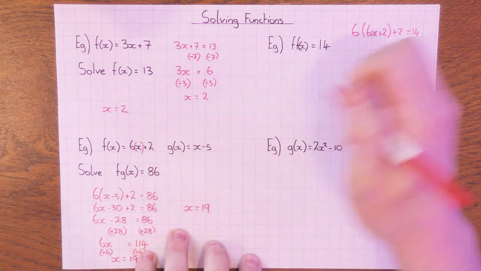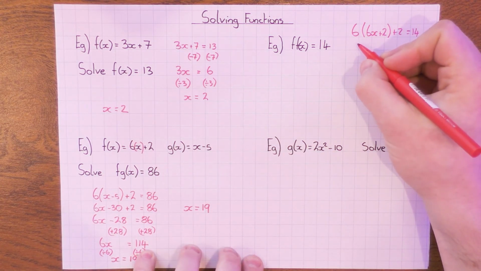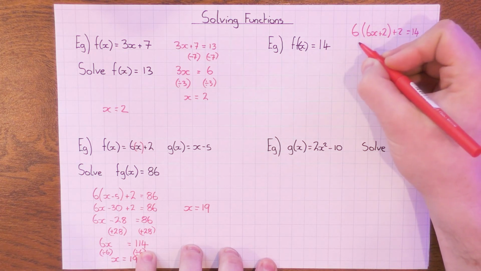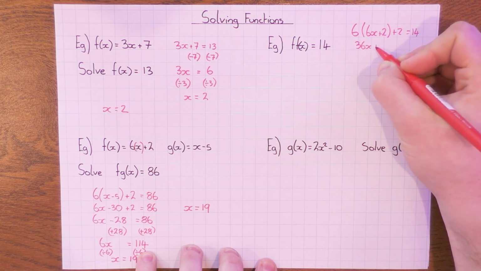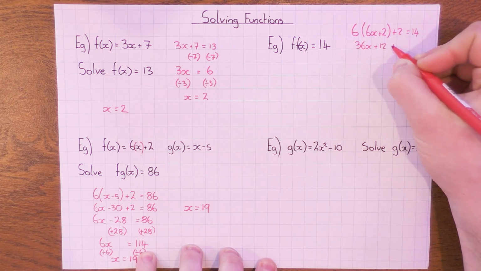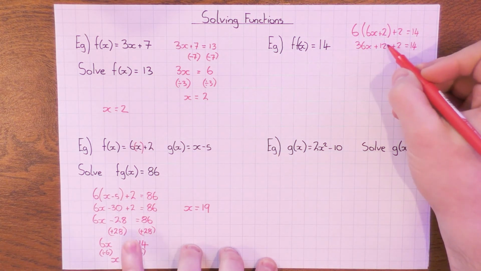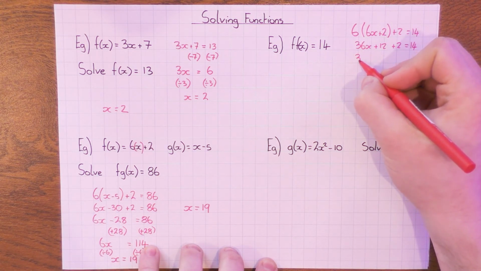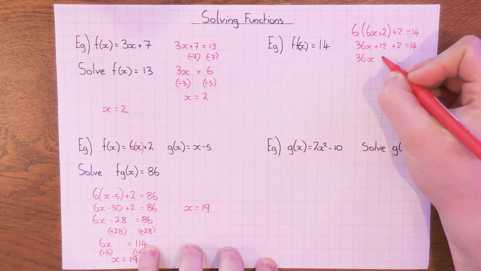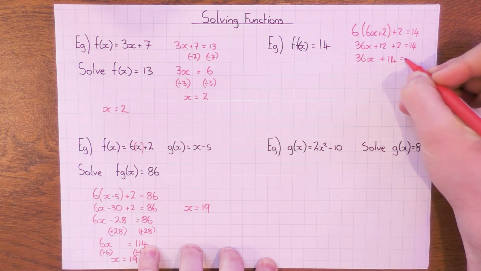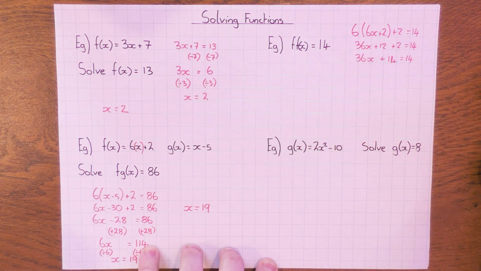Same steps as down here, so I'll just expand that bracket. Again, you can use a single bracket grid to help you with this. 6 times 6x is 36x, 6 times 2 is 12. I then have that plus 2, and it's still equal to 14. Once done that, just like we did down here, a bit of tidying. 36x, 12 add 2 is 14, equals 14. And we just solve it the same way.